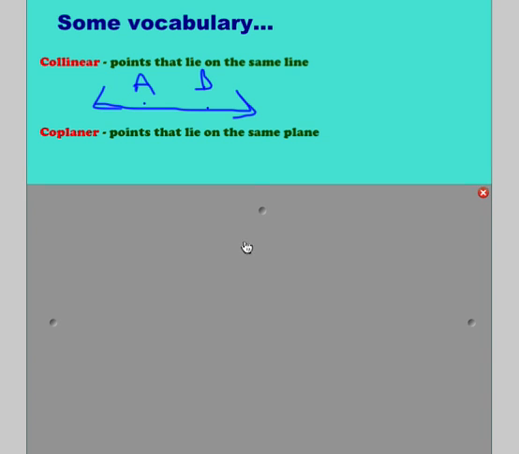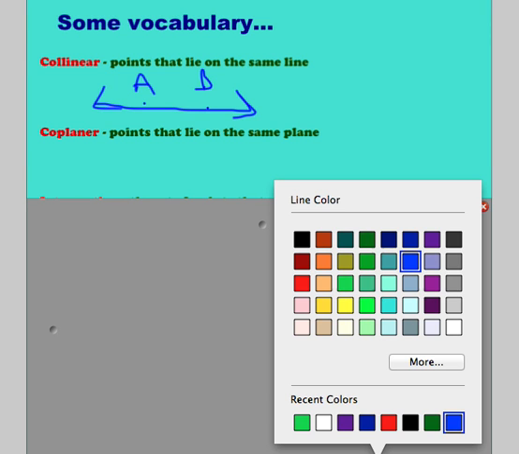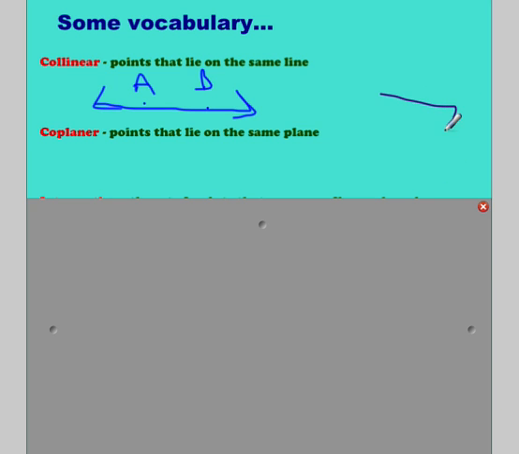Let's take a look at our next word, coplanar. That means the points lie on the same plane. So let's draw a plane. Not like an airplane, a shaped plane. So we're going to draw some points, A, B, C. All of those points lie on the same plane, so we could say that A, B, and C are coplanar.